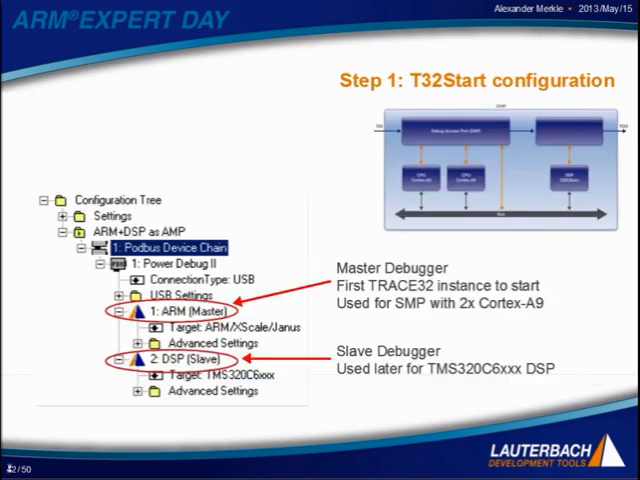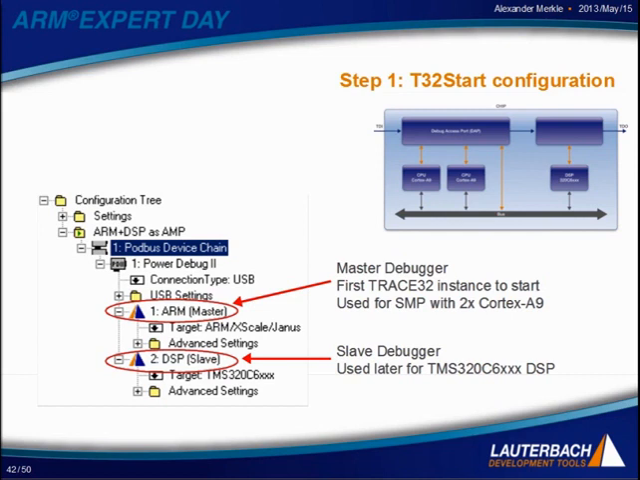So how is this done? You still configure your T32 Start configuration. Similar to the AMP case, I've got an ARM debugger assigned to my power debug interface and a DSP debugger assigned to my power debug interface. The first GUI will be later assigned to both Cortex-A9 cores. The second GUI, the slave debugger, will be later assigned to the DSP.